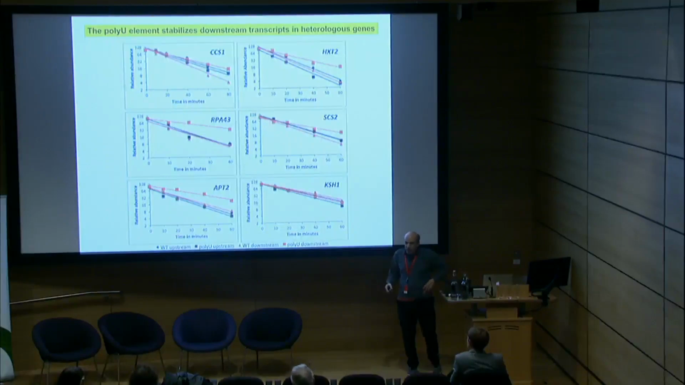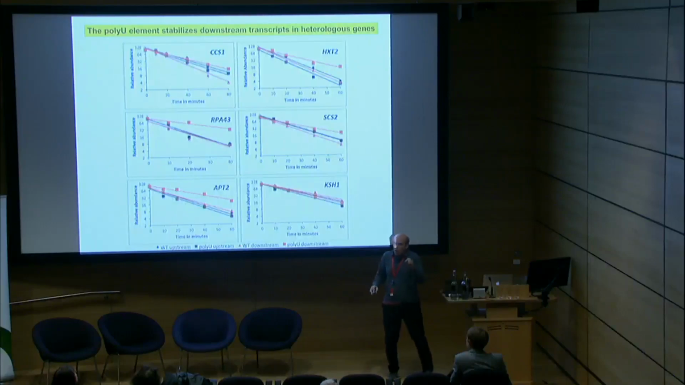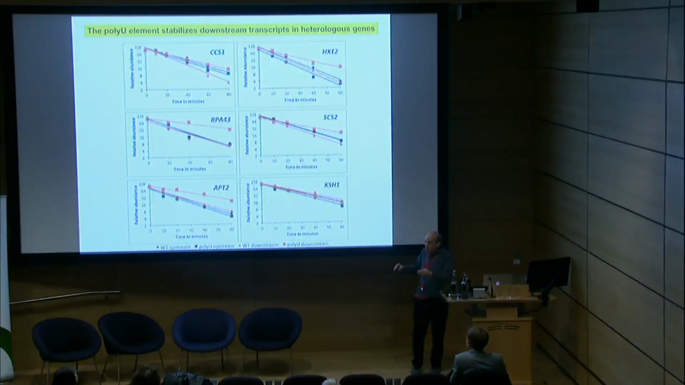That's the idea. Now, in the interest of time, I'm not going to show you this, but we also did experiments where instead of putting in the poly U region, we put in a GC-rich hairpin. The GC-rich hairpin also stabilizes. So it isn't only the poly A tail that matters. Other forms of secondary structure will also stabilize the mRNA.